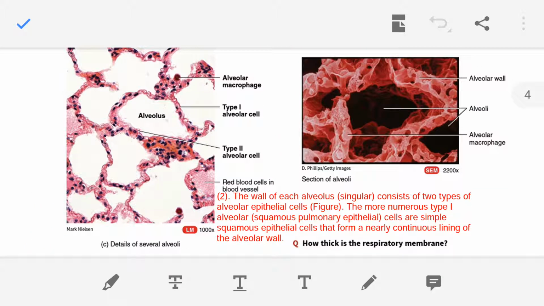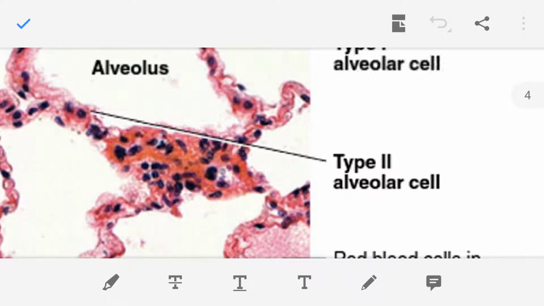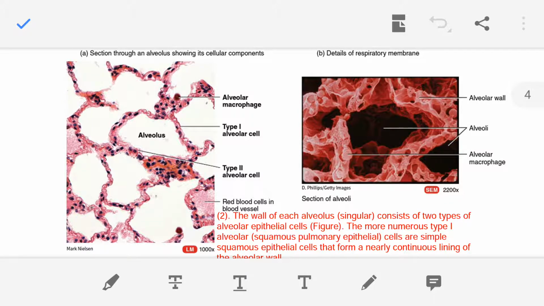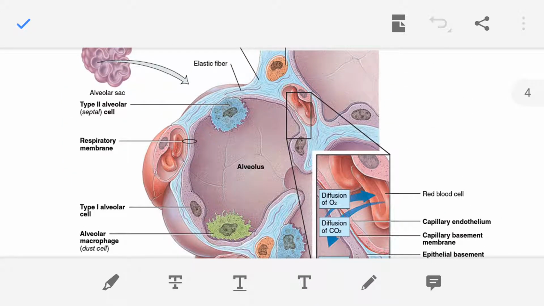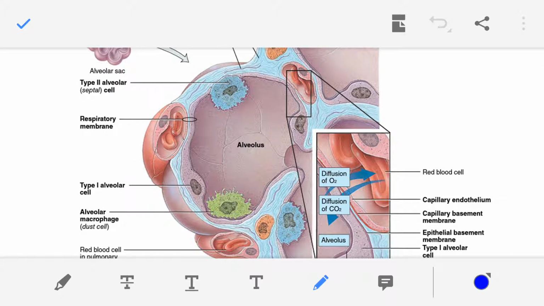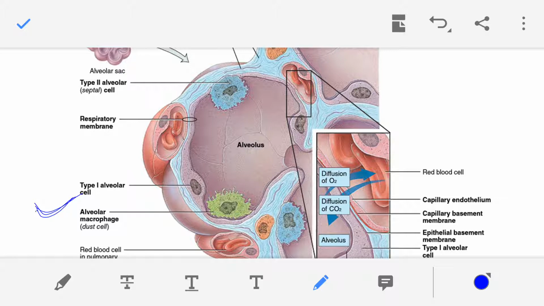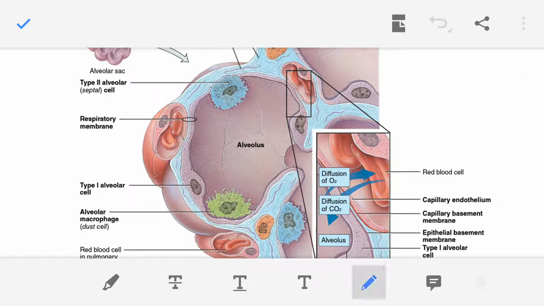So in the figure, let's see this type 2. So this is the wall, and in the wall you can see the type 2 alveolar cell. Now in this figure also, for example, this is the entire wall of the alveolus. Okay, this is the wall of the alveolus, and in the wall you see this one. This is the type 1 alveolar cell, and over here this one is the type 2 alveolar cell. So this type 2 alveolar cell is also known as the septal cell.